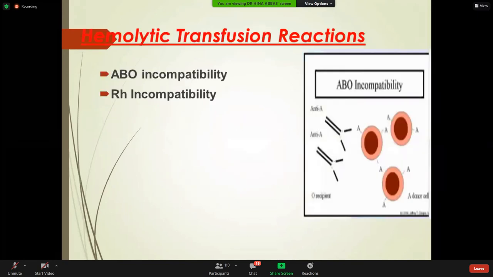Okay, then coming to the hemolytic transfusion reactions. Hemolytic transfusion reactions are because of two reasons: ABO incompatibility and the Rh incompatibility. ABO incompatibility, what type of antibodies do we have in the ABO system? Who will answer me?